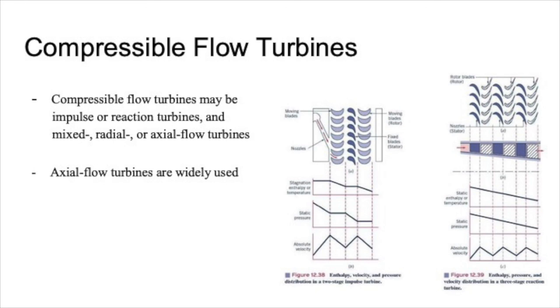In addition, compressible flow turbines may be impulse or reaction turbines and mixed radial or axial flow turbines. Axial flow turbines are widely used, and this slide depicts a two-stage axial flow impulse turbine distribution to the left and a three-stage axial flow reaction turbine distribution to the right. So as we described, various aspects of turbomachine flow are mentioned, as well as the connection between fluid momentum and shaft torque, which help in the understanding of pumps and turbines.